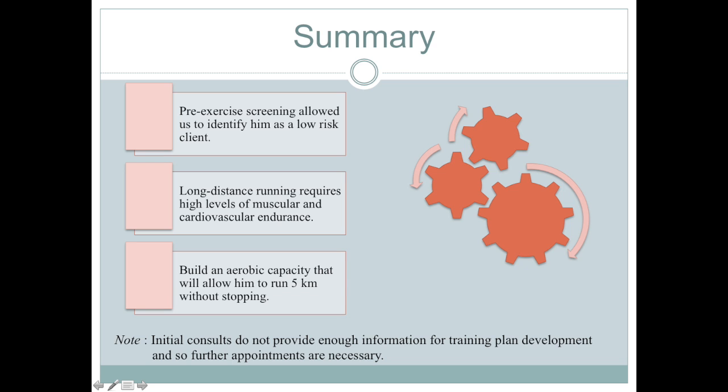In summary, my client initiated a consultation to improve his overall physical fitness and dietary habits. Since he started university, his priorities changed and he developed a relatively sedentary lifestyle. Nonetheless, my client desires to improve his cardiovascular fitness and agility to eventually build an aerobic capacity that will allow him to run 5 kilometers without stopping. After performing a pre-exercise screening, we identified him as a low-risk client. A needs analysis relative to the client's goals revealed that overall long-distance running requires high levels of muscular and cardiovascular endurance. Together, we have assessed and set specific goals. However, initial consults did not provide enough information for training plan development, and so further appointments are necessary.